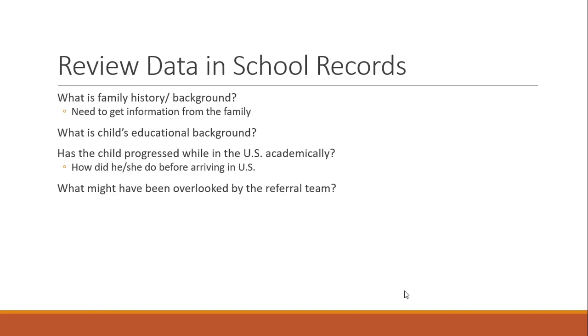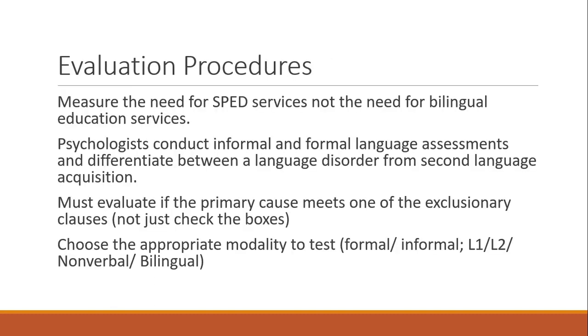And what might the referral team have overlooked in terms of exclusionary clause factors, in terms of matching interventions, those kinds of things? So the evaluation procedures: you need to measure whether or not they need special education services instead of some sort of English language learner services. For English language learners, this really is the main question that you have when you're doing these diagnoses. Does the child have a disability, or do they just need some sort of English language support like TESOL or bilingual ed? You need to conduct formal and informal language assessments.